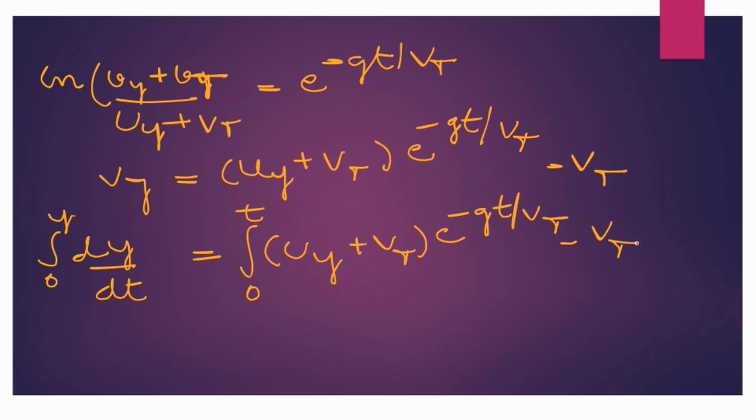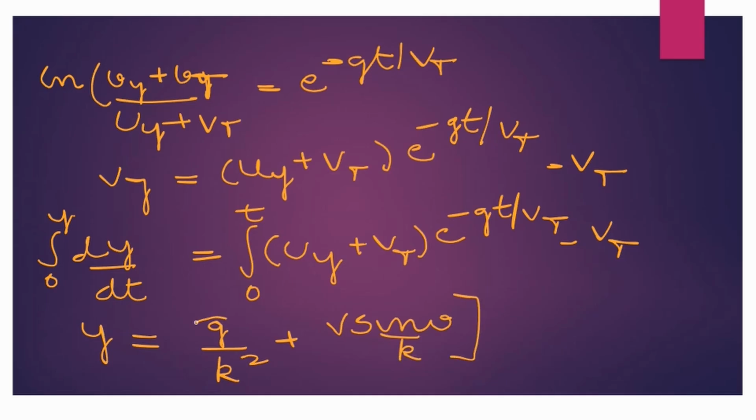So just do that. I am leaving the integration upon you and giving you the direct result: y is (g by k square plus v sine theta by k) times (1 minus e power minus kt), minus gt by k. Because uy is v sine theta. Always remember beta, g by vt is nothing but k, we already did that.